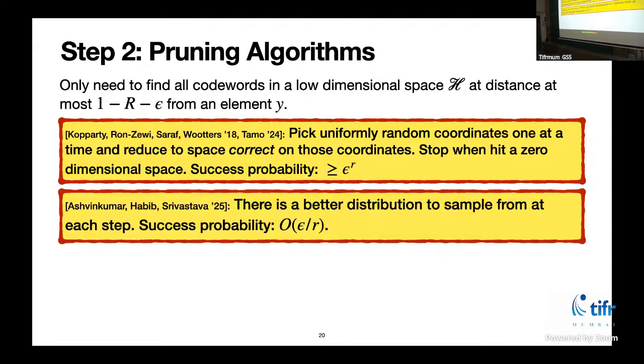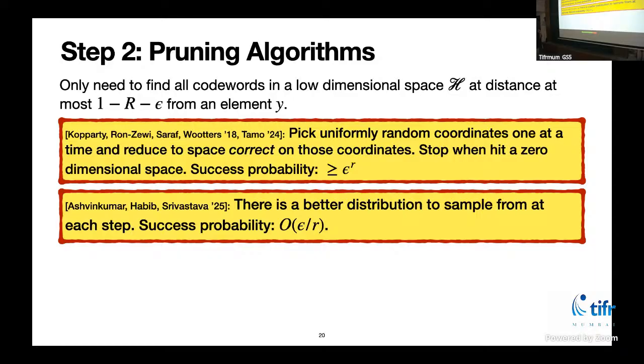So recently, Ashwin Kumar, Habib, and Srivastava showed that there is a better way to sample from these coordinates. If you do uniform, maybe you're just bad, I don't know. But there is a good way to sample such that there is a good success probability, just epsilon over r. So this also gives you a list size bound of just r over epsilon. And that is a very good bound. This is not the optimal bound, you wanted only 1 over epsilon. It's an r over epsilon size bound. But okay, we'll live with it.